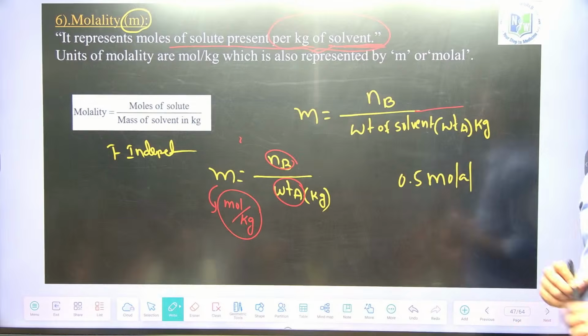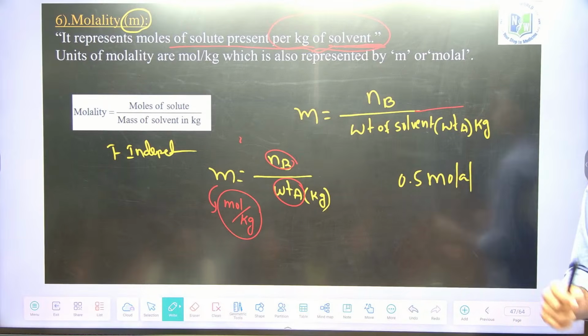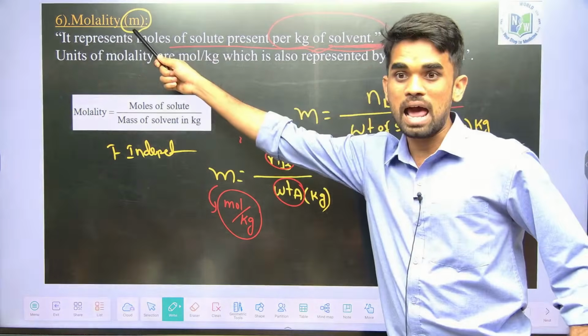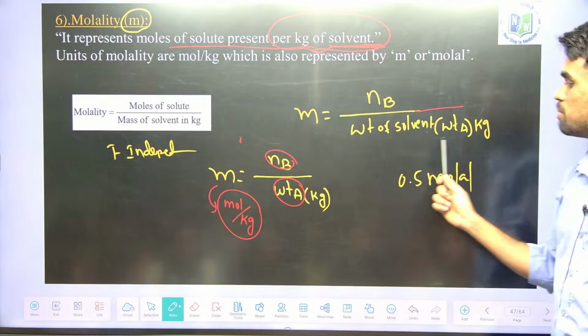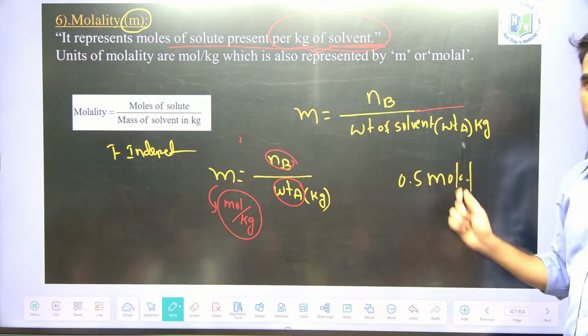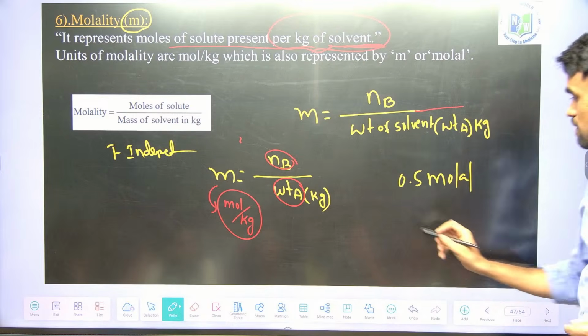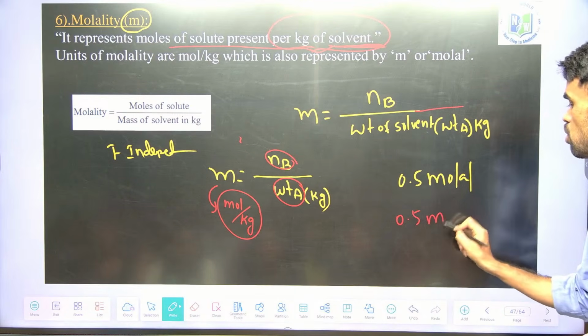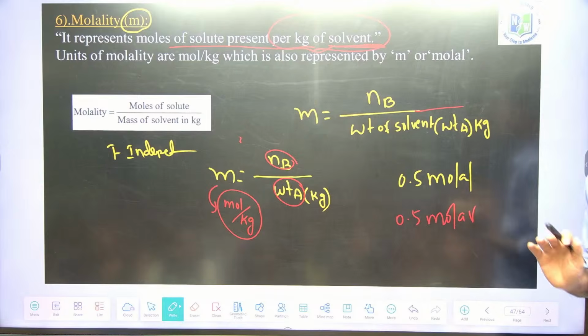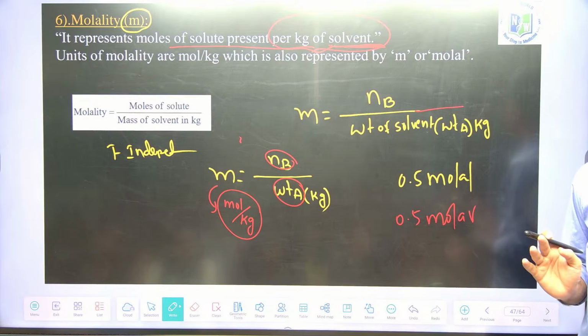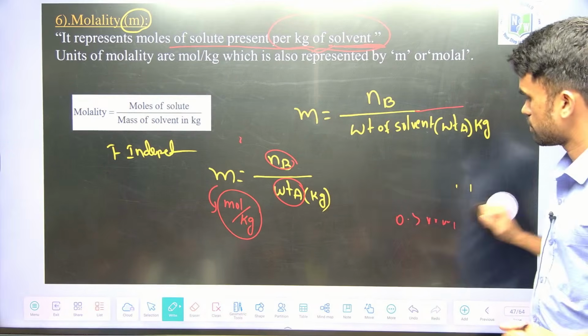In the question, they will say 0.5 molal or 1 molal, like that. This is molality. If it is molarity, they will say 0.5 molar. This is the difference you need to remember.